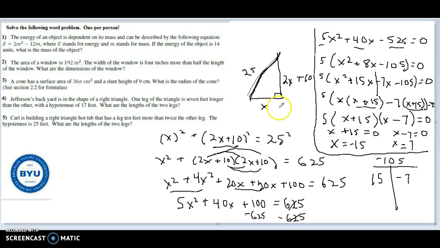But like some other problems we've done, because we're talking about lengths of sides of a triangle, the negative solution isn't relevant. So we're going to have x equals 7. And then here, for one leg, and for another leg, we'll have 2 times 7 plus 10. That's 14 plus 10, so 24. And so the two legs are 7 feet and 24 feet.